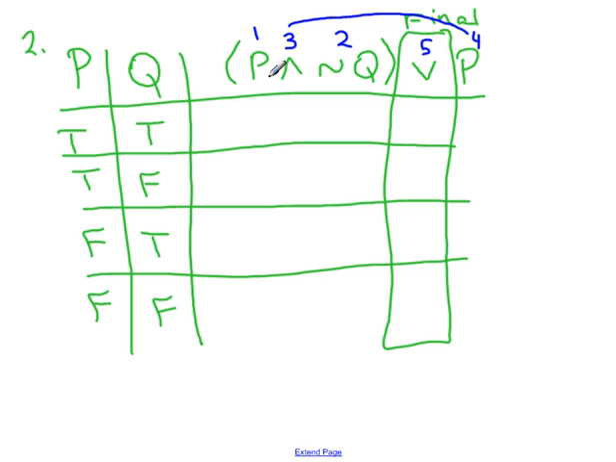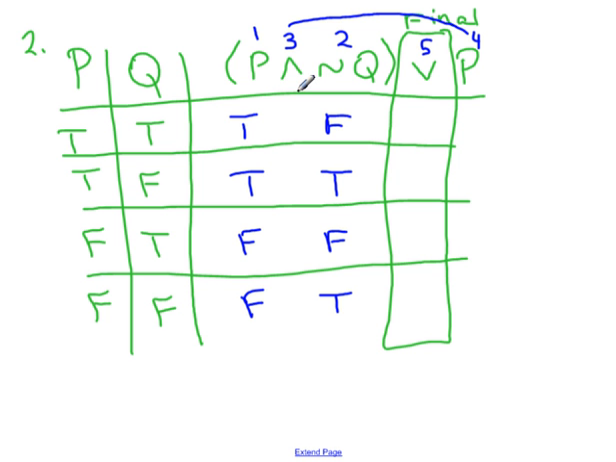P is column 1, and we just look at P and we write it down. So that would be true, true, false, false. Column 2 is not Q. So since Q would be true, false, true, false, we'll put the opposite of that. False, true, false, true. Now we want to sing our and song.